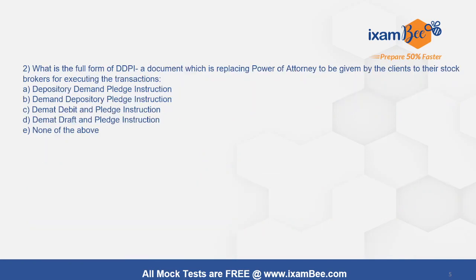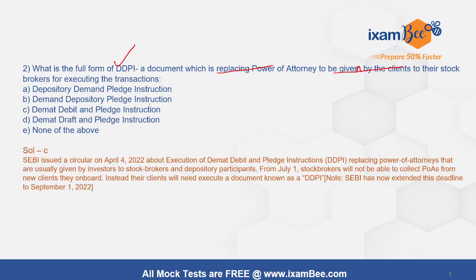Okay, so let's come back to the next question. What is the full form of DDPI, a document which is replacing power of attorney to be given by the clients to their stockbrokers for executing the transaction, right? So DDPI, a document, what is its full form that is replacing power of attorney? Power of attorney was actually given by investors to their stockbrokers to undertake various day-to-day transactions on their behalf, right? So in this case the answer is C, that is demat debit and pledge instruction, right?